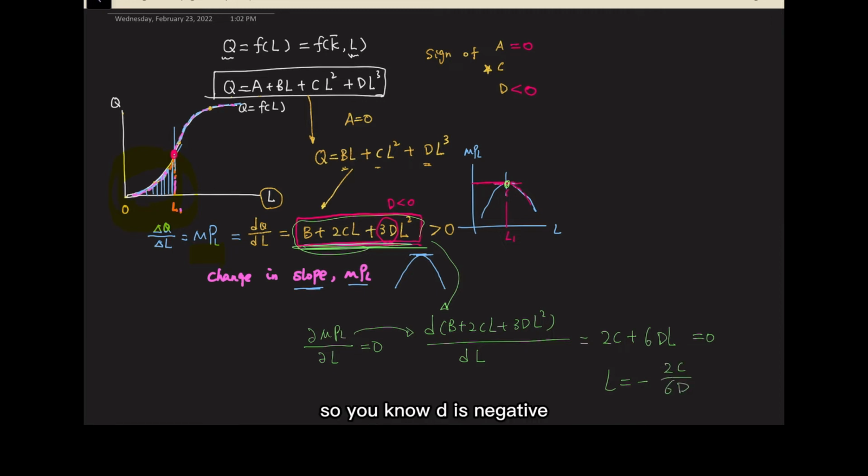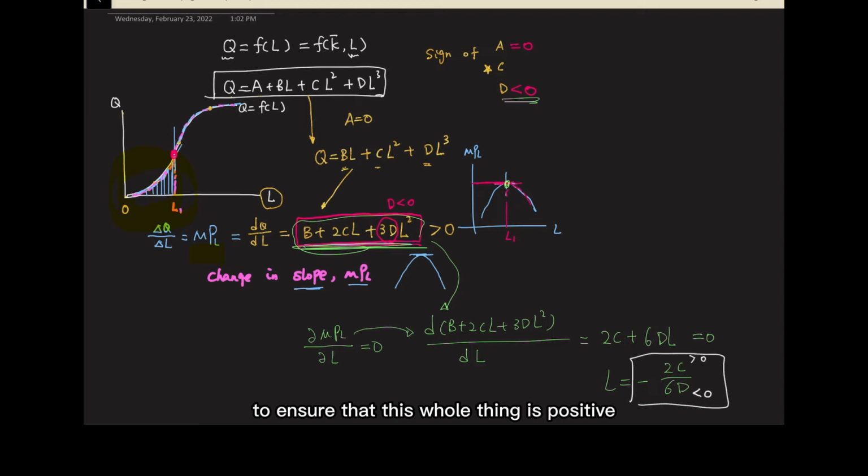So you know D is negative. You already figured out D is negative. So L can be positive only if C is positive, so C must be positive to ensure that this whole thing is positive. So that's the one way. It's the easier way to determine that C is positive.